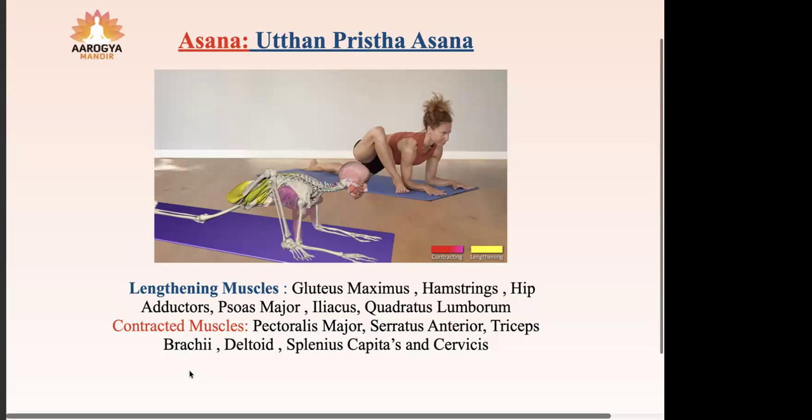So let's see which muscles are getting lengthened and which muscles are getting contracted. The lengthening muscles here are the glutes, gluteus maximus, and the hamstring is getting stretched. The inner thighs, adductors, are getting stretched. The psoas major, which we saw in the start of the session in a visual representation, iliacus also we had seen, and of course quadratus lumborum, which we have been seeing for the last 2-3 postures.